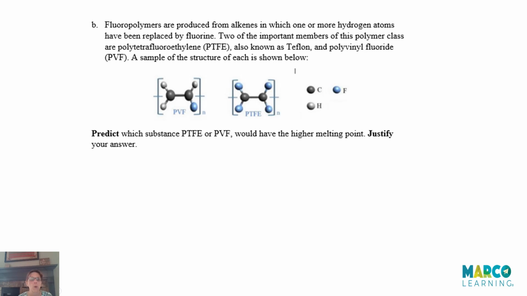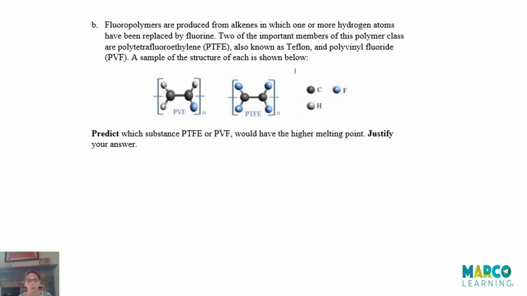We've got polymers are produced from alkenes in which one or more hydrogen atoms have been replaced by a fluorine atom. Okay, and we are given two important members, PTFE, also known as Teflon, and PVF, which is the structure that's shown on your left. And each one is drawn for you. And we have to predict which one would have the higher melting point and justify your answer.